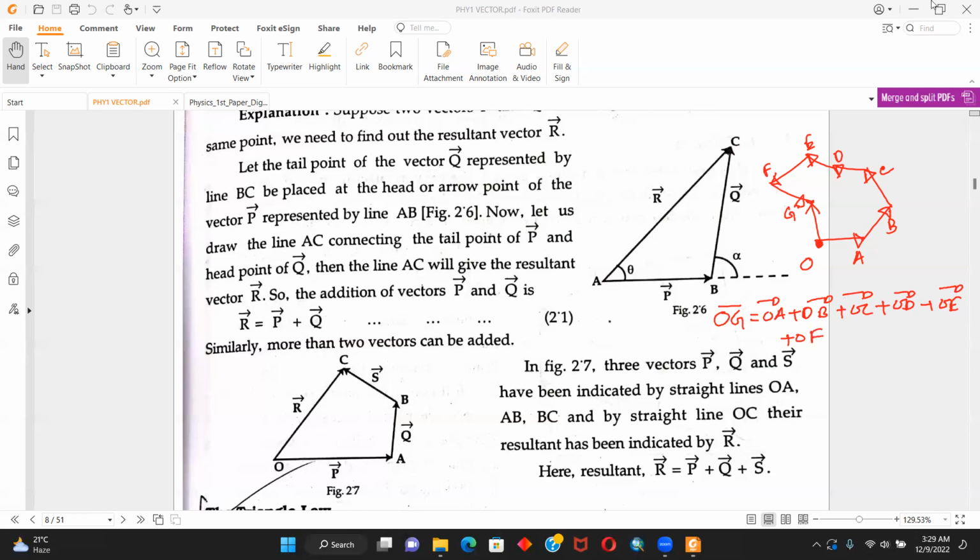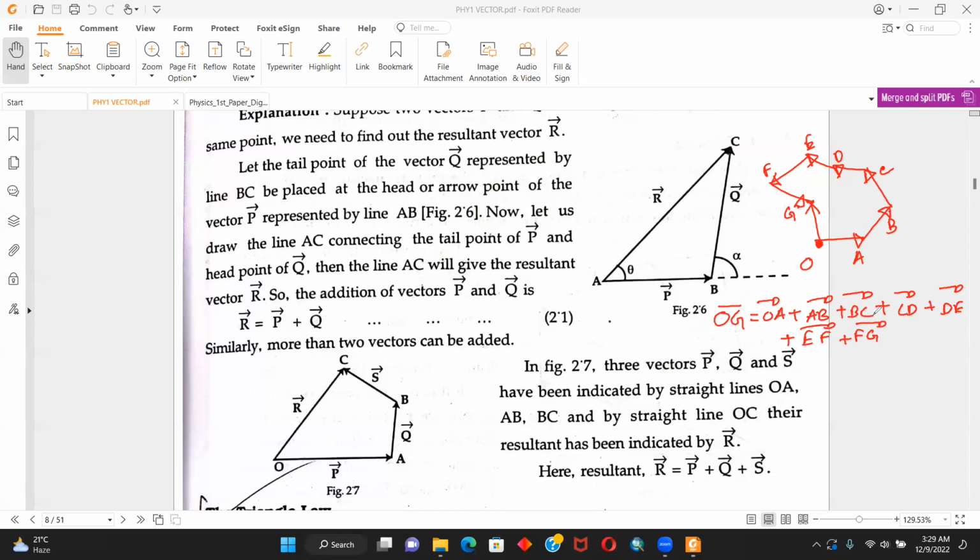Sorry, not that. One second. So it's OA, AB, BC, CD, DE, EF, FG. OG equals OA plus AB plus BC plus CD plus DE plus EF plus FG. All right. So this is how the general law of vectors works.